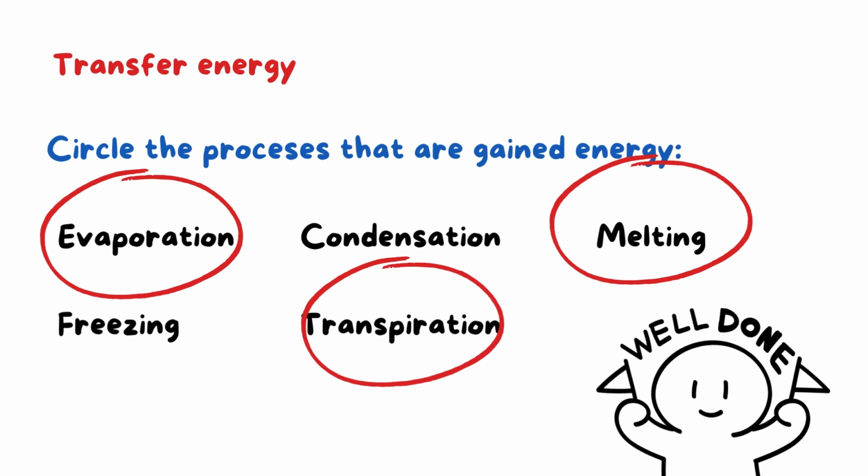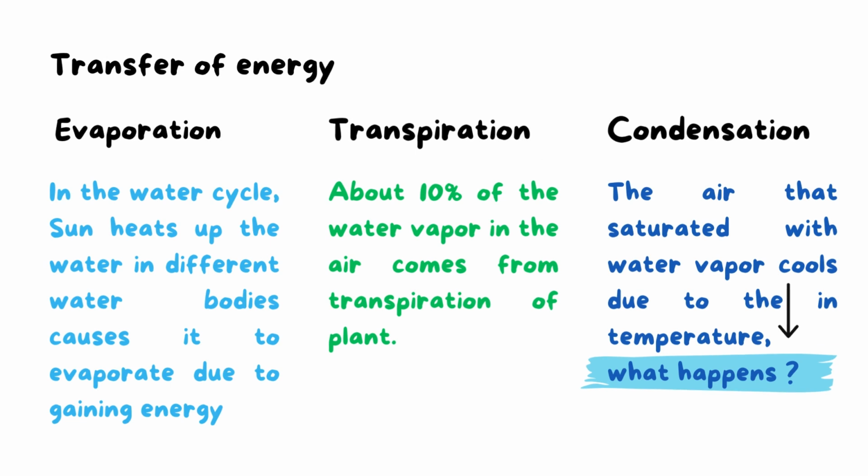Transpiration is a process that gains energy, as the water inside gains energy from the sun and evaporates to form water vapor. Yes, and it comes from these pores, which are the stomata. So the processes that gain energy are evaporation, melting, and transpiration. So you did it, junior 6 students. Now, transfer of energy.